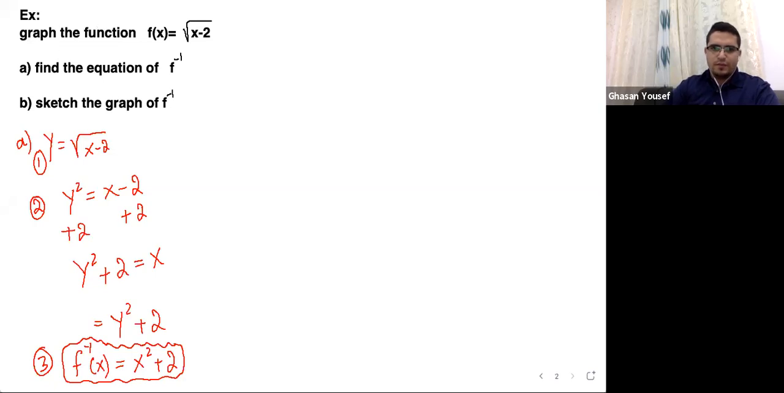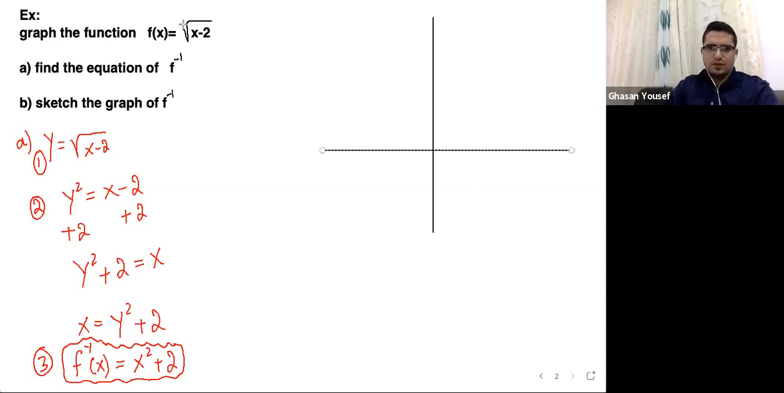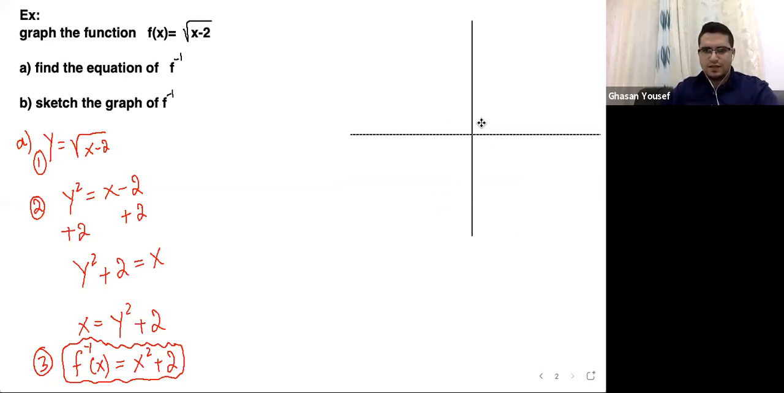Now let's graph the inverse function. First of all, we have to graph the original function, this one. So here is my Cartesian plane, like this. I will use the black color here. So this is my Cartesian plane, the x-axis and the y-axis.